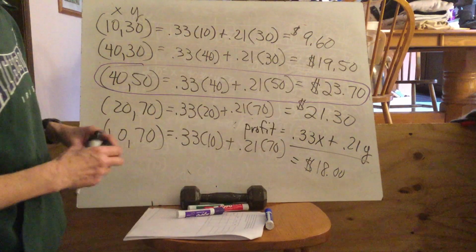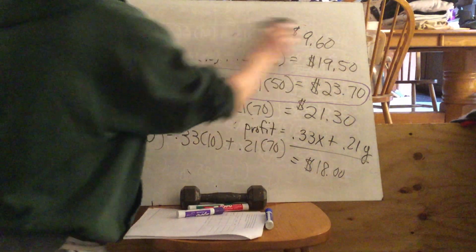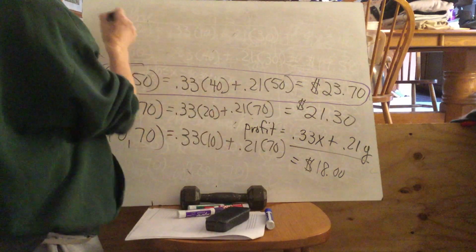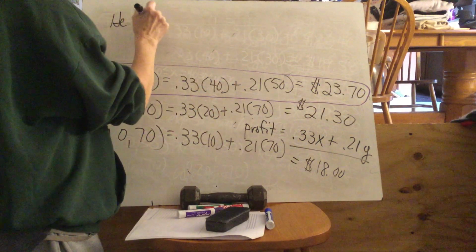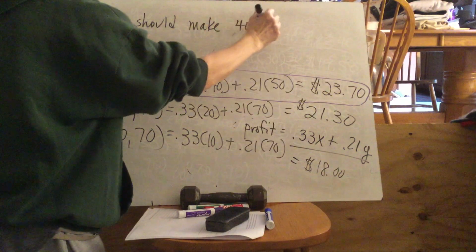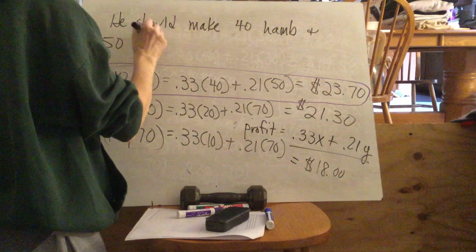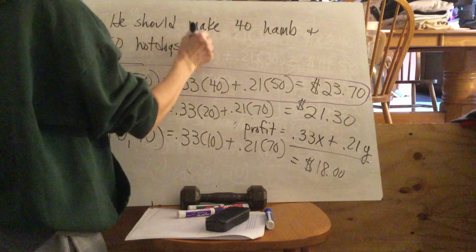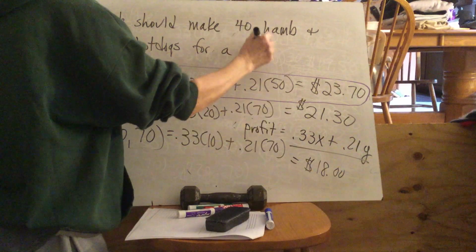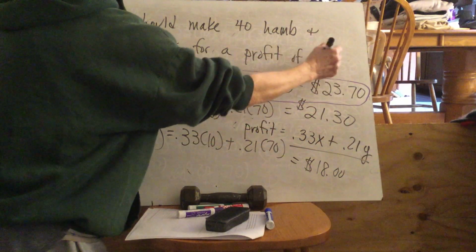So now I'm going to write my answer. I have all this written down on my paper. Now I'm going to write my answer. And my answer is, he should make 40 hamburgers and 50 hot dogs for a profit of $23.70.